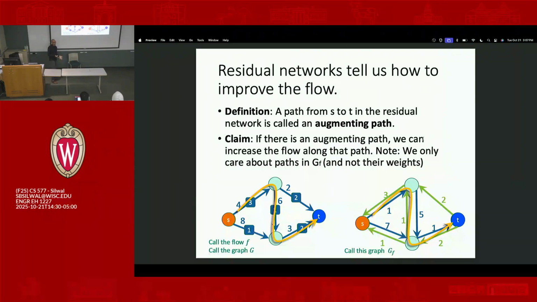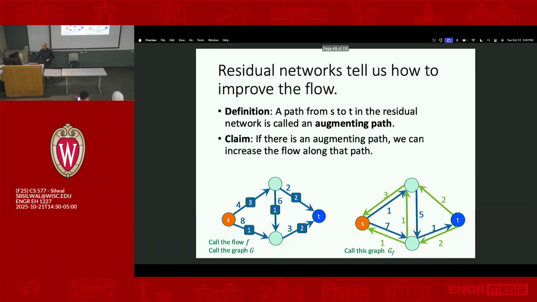So where does the name augmenting path come from? Well, it's augmenting because I'm improving things. Yeah, exactly. That's the point. We want to still find paths from S to T that have some capacity left, because if we ever find a path where all the edges have capacity left, then that's one way to increase the flow. I can just send stuff.